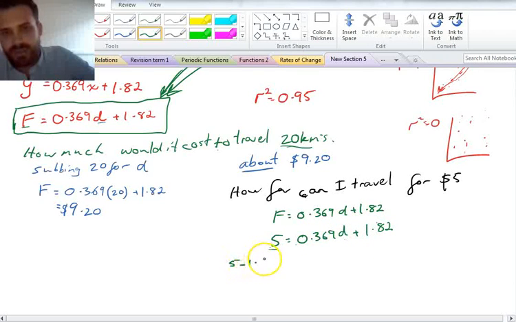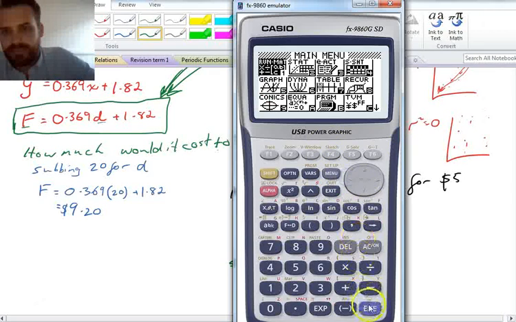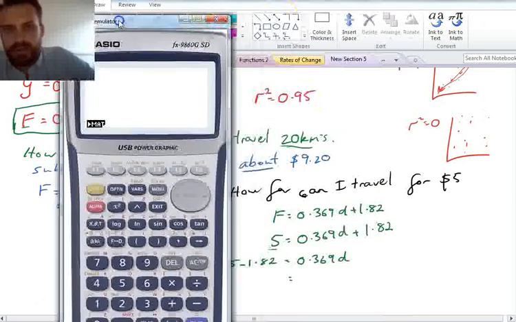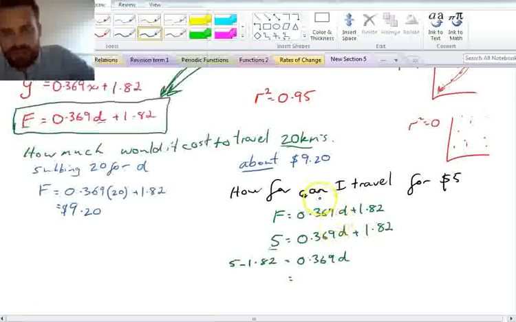5 minus 1.82 equals 0.369D. And we can do that bit on our calculator. Okay, 5 minus 1.82. Okay, and that gives us 3.18. If I can find my pen again, 3.18 equals 0.369D.